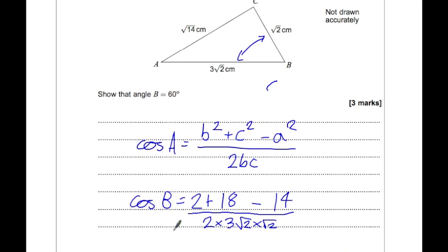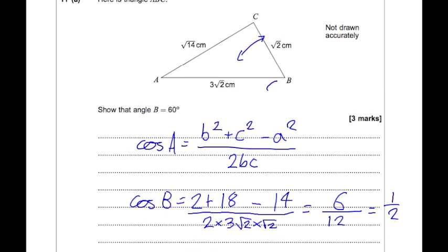So however you've done it, you should have it in this order basically. So the top is going to be 20 minus 14, which is 6. The bottom is going to be 2 times 3, which is 6, times by root 2 times root 2. So this is 2 as well. So this becomes 2 times 3 times 2, which is 12. So you get cos b equals a half. And then hopefully you know your triangles, which should help you say, well then, if cos b is a half, that implies b is 60 degrees. And you can quote that.